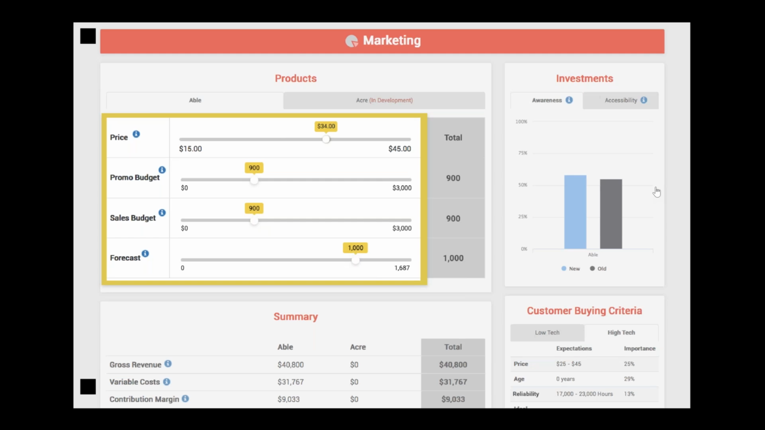And on the right side of the screen, we can see this area for investments, which shows awareness and accessibility. Now, an investment in your promotion budget will actually make customers more aware of the product. So in essence, the more I spend on a promotion budget, the higher my customer awareness. Again, it's important to reinforce that each decision in the simulation actually impacts the engine and how the company performs over time. In addition to the promotion and sales budget decisions, students also have to decide on the forecast. How many units are they going to sell of their sensor to the market?